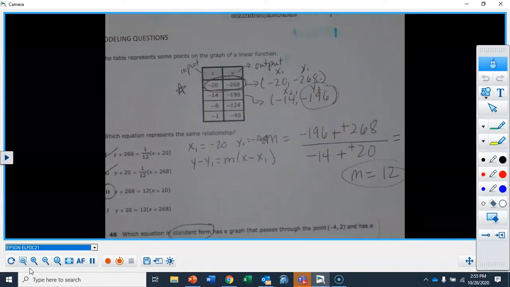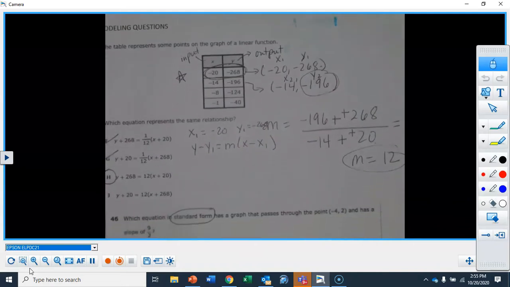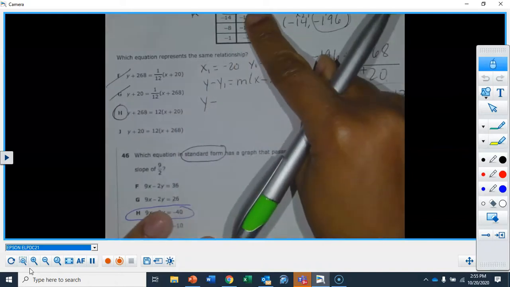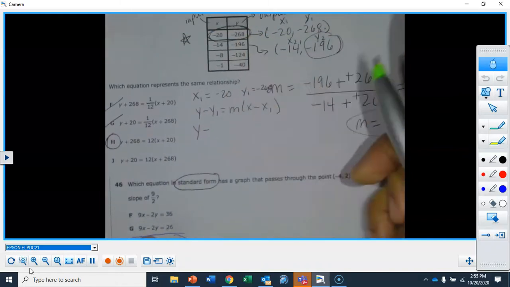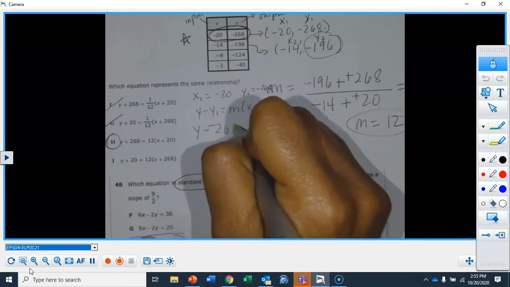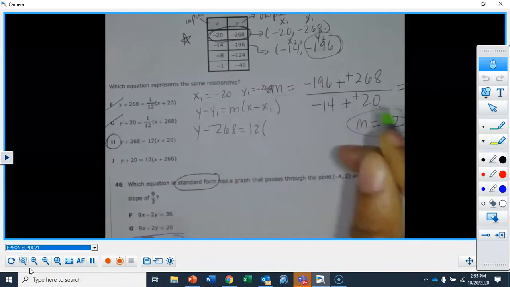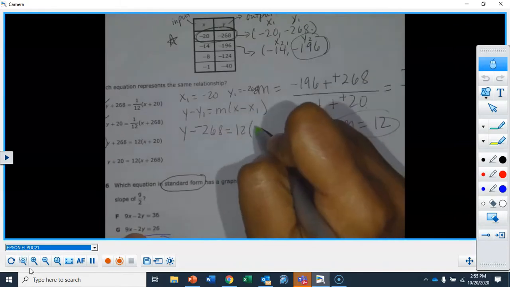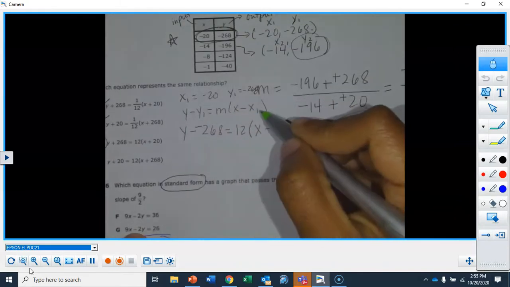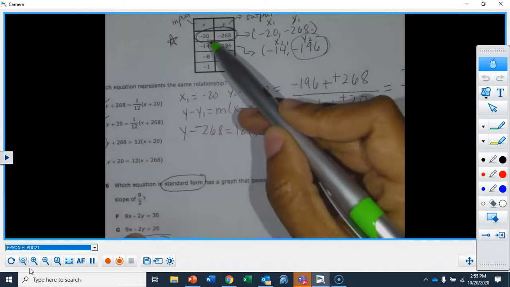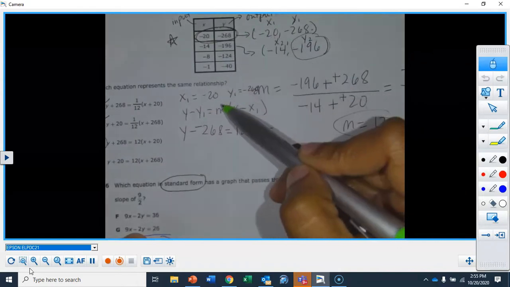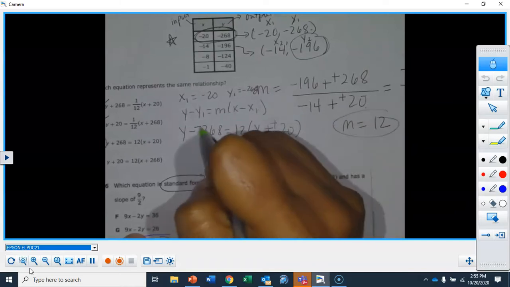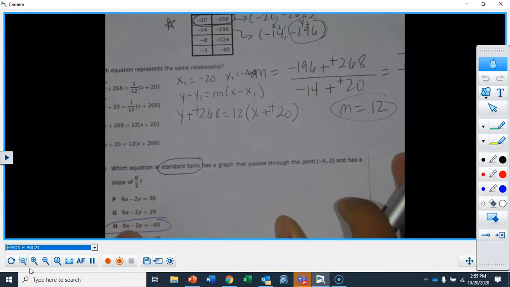I'm so sorry this is messy because I got to get some paper. All right, here we go. So y minus, my y1 is that negative 268, equals, the m is 12. And then remember, don't plug anything in for this first one. So we're just going to drop down that x minus, my x1 is negative 20. I also wrote it right here. So minus minus 20, plus plus. All right, here we go.